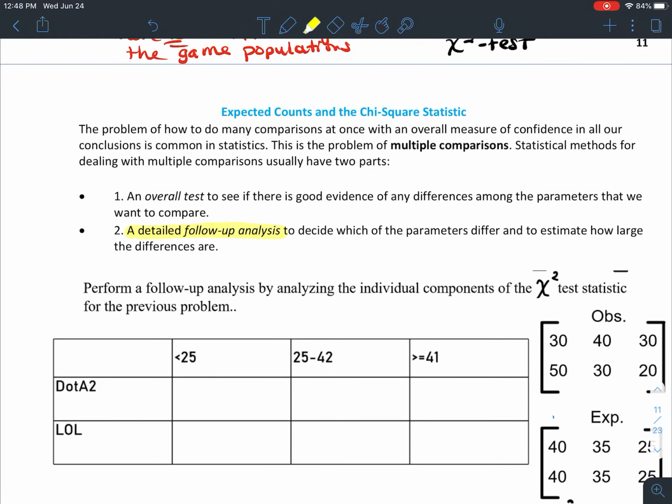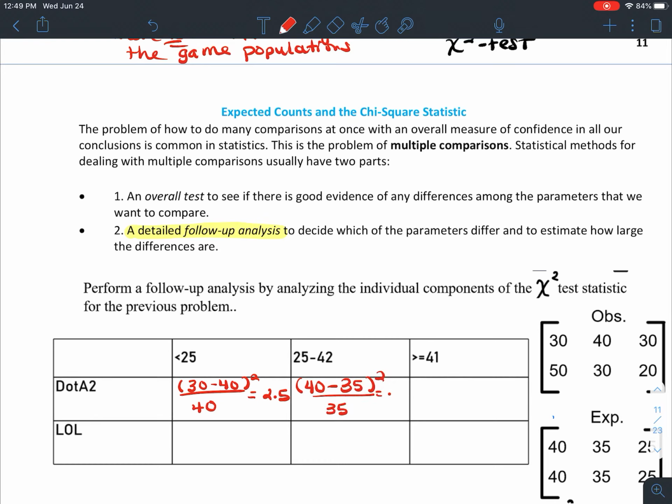Okay, so it's asking us here to perform a follow-up analysis, and the goal when you do this is to try to figure out which observed count contributed the most to the chi-squared test statistic, and did it contribute more positively or more negatively. Okay, so here's how we're going to do this. I'm going to go ahead and calculate what each of the values would be if we were to take observed minus expected squared divided by expected. So I'm kind of working that by hand.